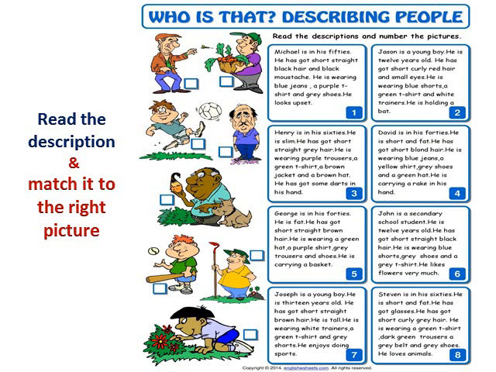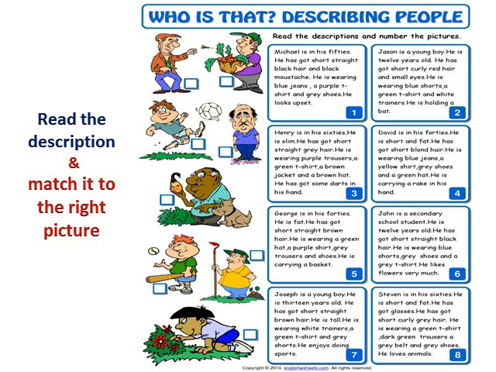These paragraphs describe one of the persons in the pictures to the left. What you're going to do is read the paragraph and try to guess who it is describing, who it is talking about. Let's take the first one for example. Michael is in his 50s. He's got short, straight black hair and a black mustache. He's wearing blue jeans, a purple t-shirt and gray shoes. He looks upset.